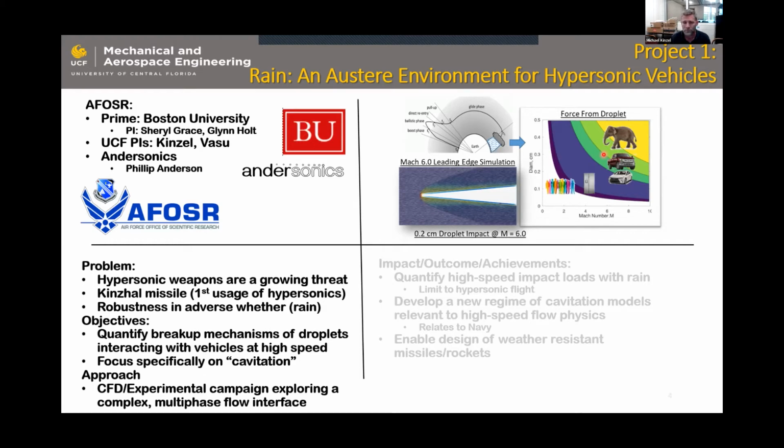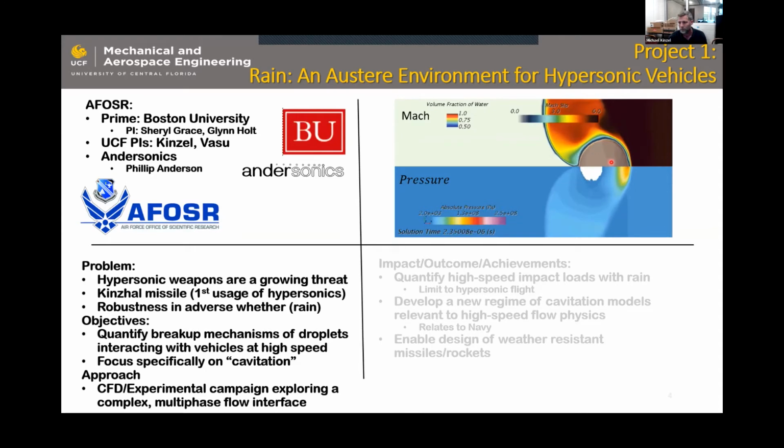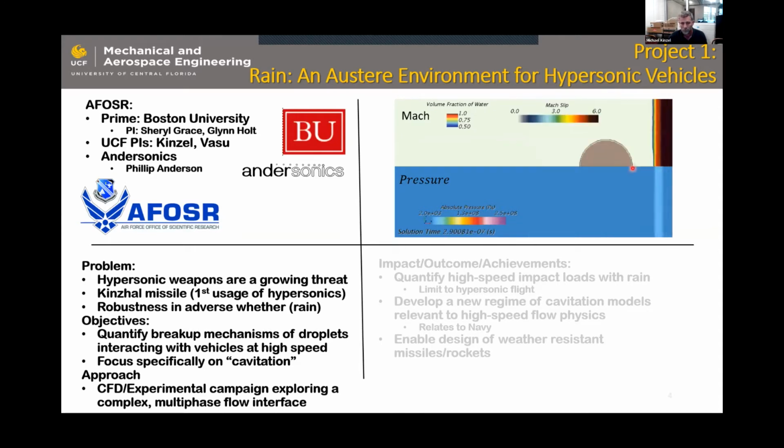At these high speeds, these raindrops can lead to very high loads. So on my part, I'm looking at modeling. Here's an example of some of the modeling looking at a raindrop interacting with a shock. Here you see the raindrop, here you see pressure, and this color is Mach number, so it's at Mach 6. And what you see is a reverberation of a pressure wave that goes through the droplet, and when it reflects back, it leads to a very low pressure.